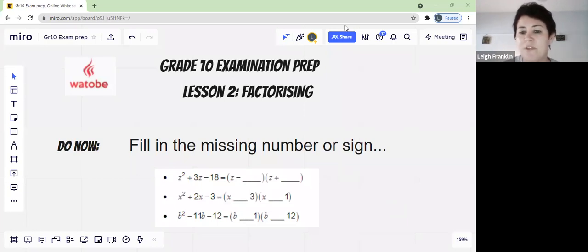While we're waiting for everybody to arrive, sorry if I sound like a stuck record, we're going to either fill in the missing number or the missing signs. This is what we were talking about last week when it comes to factorizing trinomials.